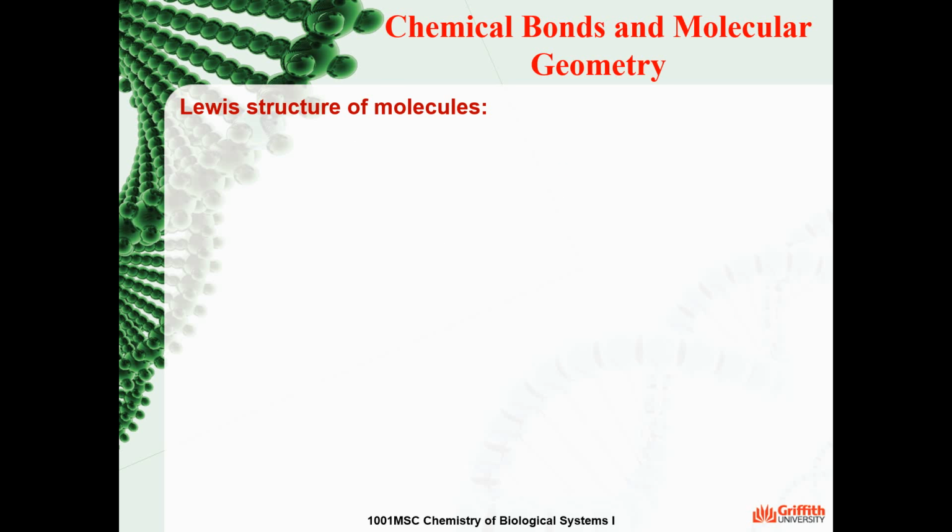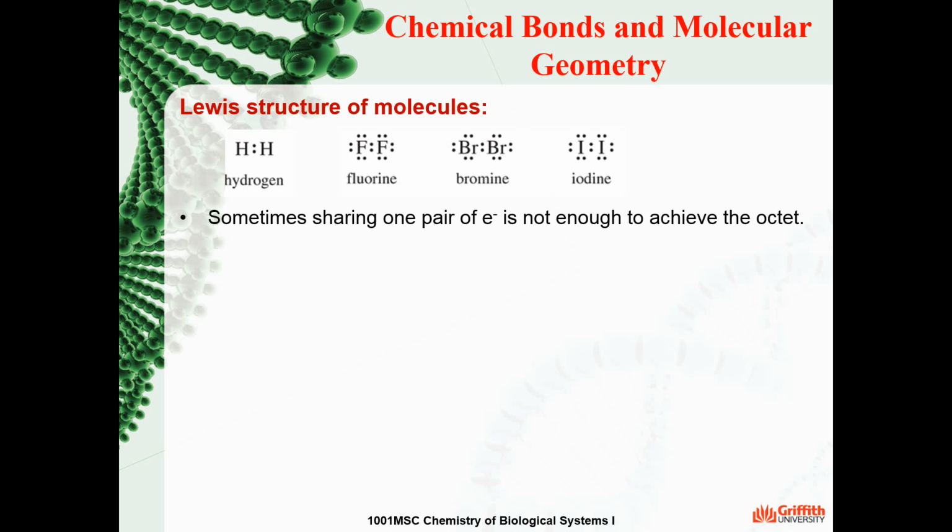We can use Lewis diagrams to show the structure of molecules. To do that, we put the two atoms and place dots around them to represent the valence electrons. For example, the H2 molecule. Other examples are fluorine, bromine, and iodine, which are halogens that belong to group 7A, so they have 7 valence electrons. Therefore, they will form similar covalent bonds as the chlorine.